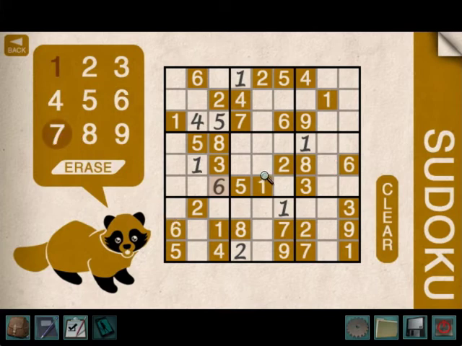Seven. Okay, so 7 or 9 can go in here. Not enough information. 8. Okay. Nine has to go there in that spot. Wow, this seems to be a properly difficult one. Let's cycle through again just one more time.